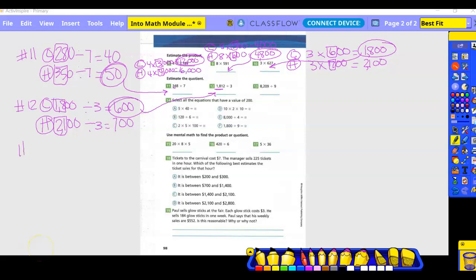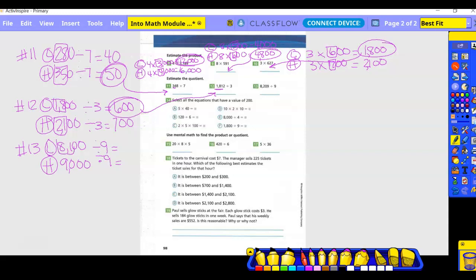All right, number 13. So low, high, and we're dividing by 9 for both. Okay, so what is the multiple of 9 that gets you close to 82 but does not go over? 81, so 8,100. And what is one that gets you a little bit over? 90. So 9,000 in this case.